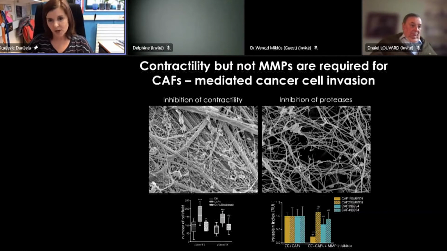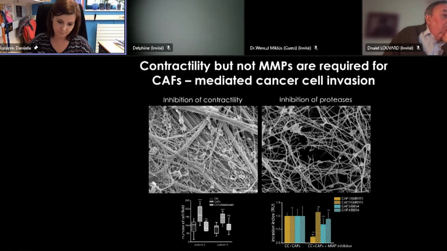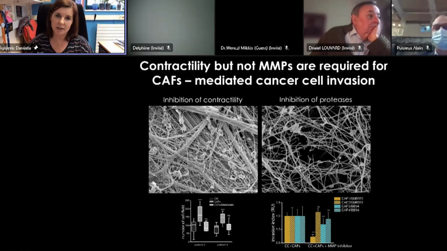In contrast, when we use inhibitors of proteases, I'm showing you just the MMPs, but we also looked at other proteases, that did not stop the invasion of cancer cells in the majority of patients and did not prevent remodeling of the basement membrane. So we can still see holes inside. So that would lead to the conclusion that the physical capacities of fibroblasts to contract and remodel would favor cancer cell invasion.